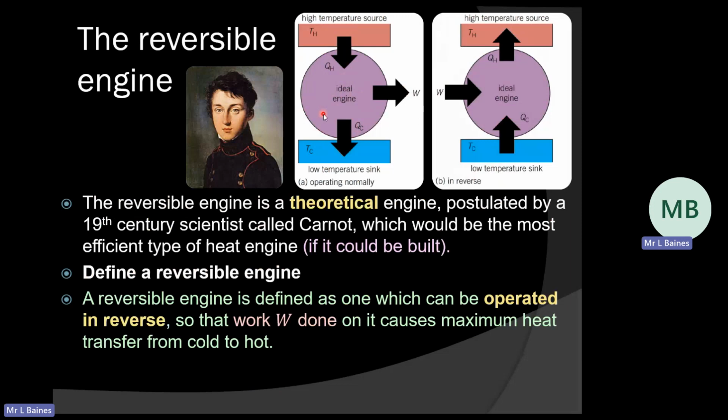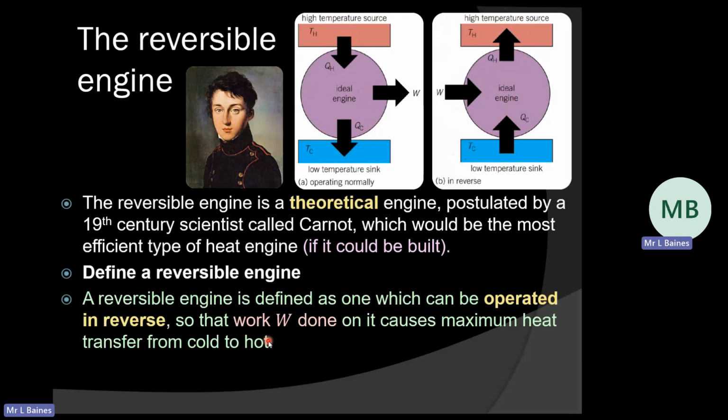And if that's true, theoretically, we should be able to reverse that process. I should be able to take that energy back out of my low temperature sink and put an exact amount of work in, and all of that work will be converted into heat with absolutely no losses. So that's what a reversible engine is. I can do it both ways. It causes maximum heat transfer from hot to cold.